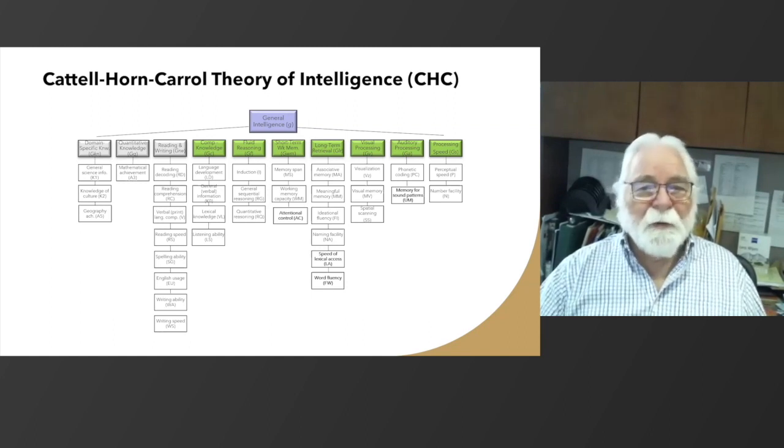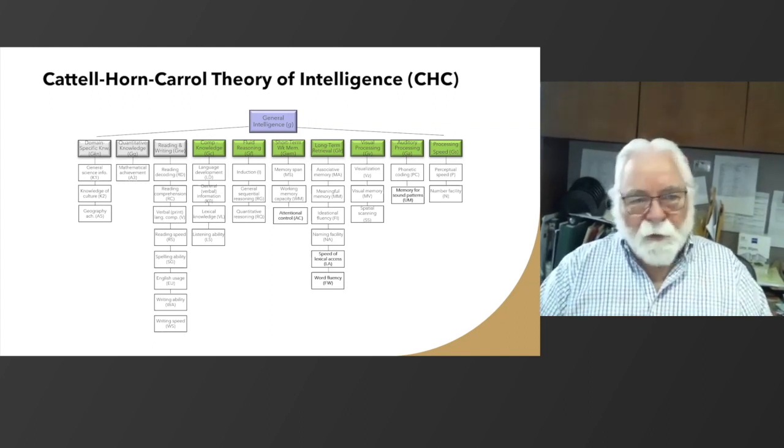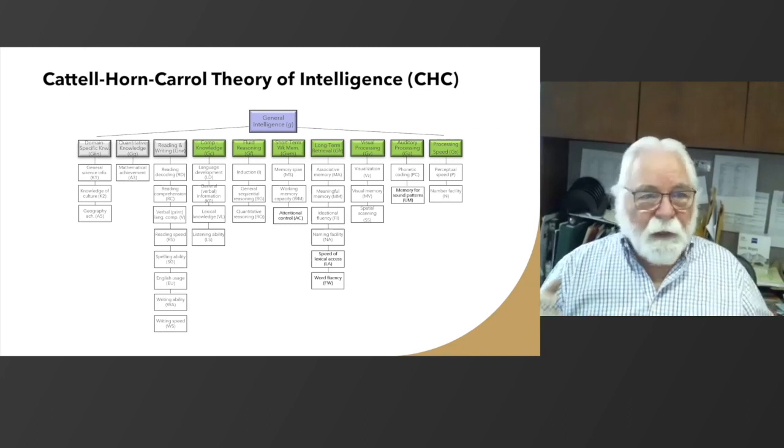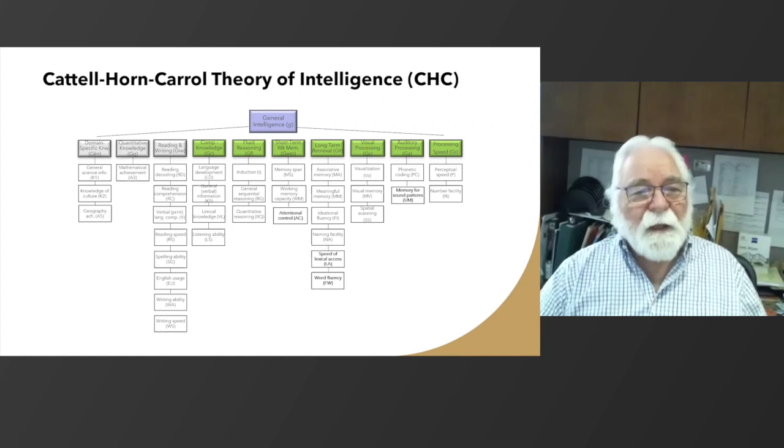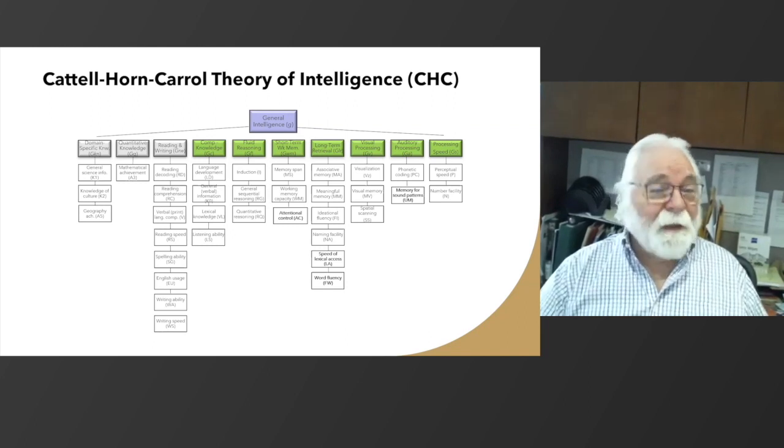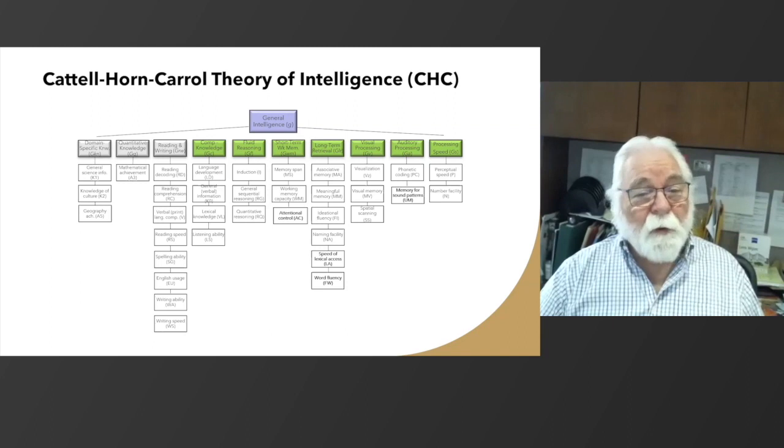So just to kind of recap, it's a theory of intelligence that says that overall, we've got a number of things happening when we're engaged in any kind of conscious activity. And depending on the activity, one or more of these broad abilities, fluid reasoning, comprehension, knowledge, are going to be at play. And depending on the activity, we might have a narrow ability.